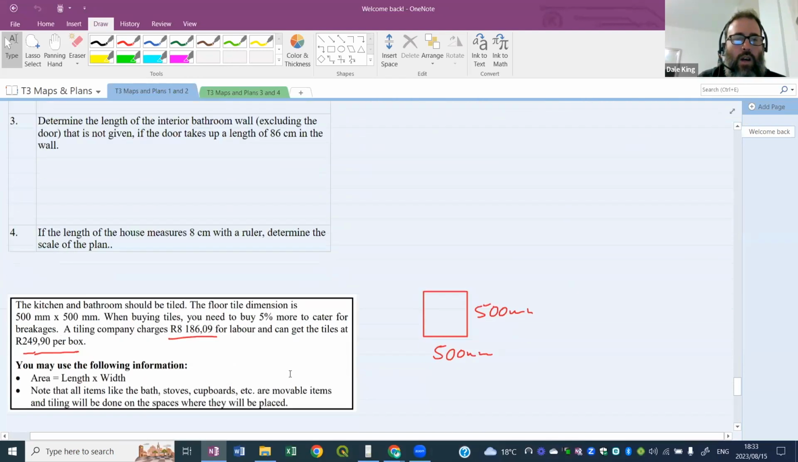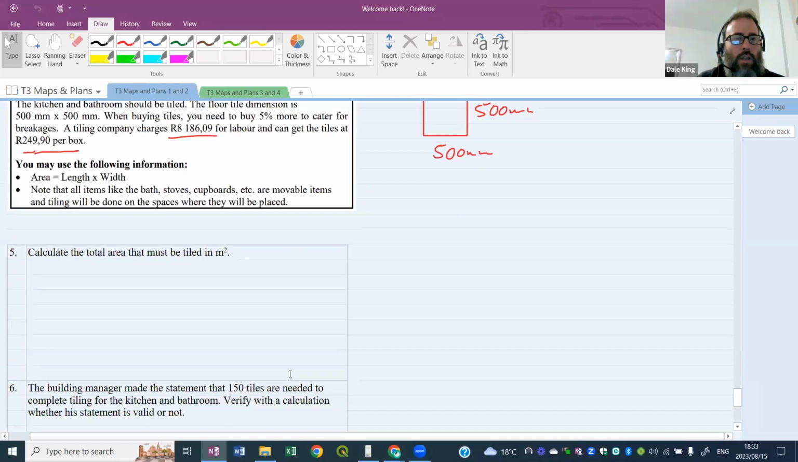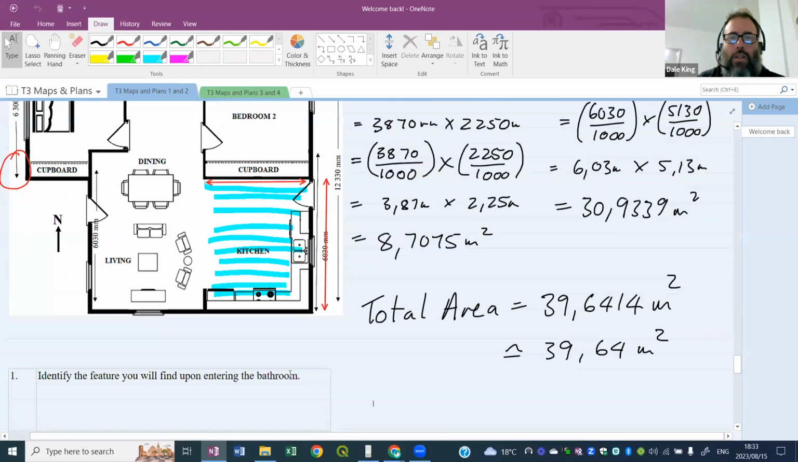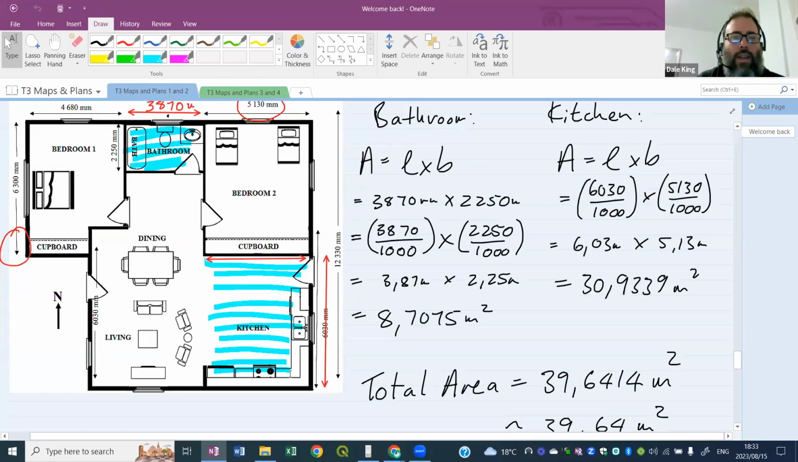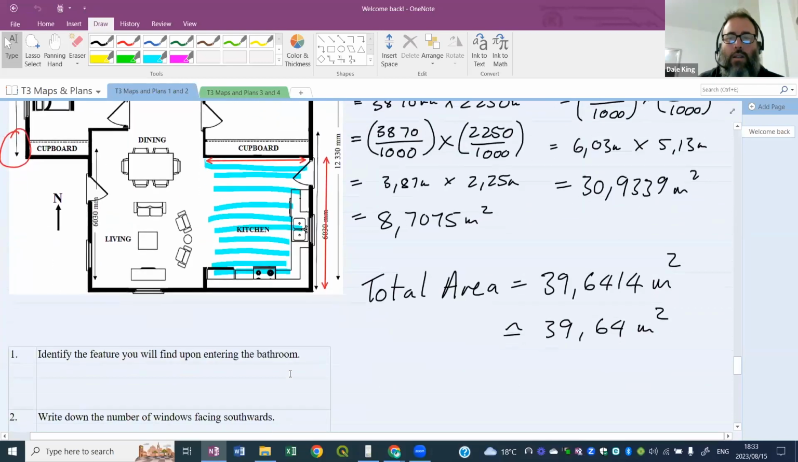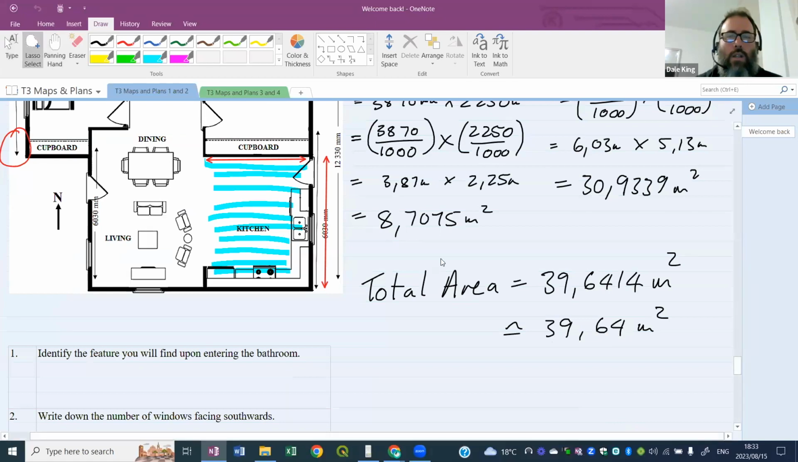Okay. Question 5 said, calculate the total area that must be tiled. And we did the calculation. There it is on the right-hand side for the bathroom and the kitchen. That is the total area that must be tiled. Now, I'm going to bring this answer because we will need it. So I'm not going to go over it again. We will need this answer to carry on with the question.